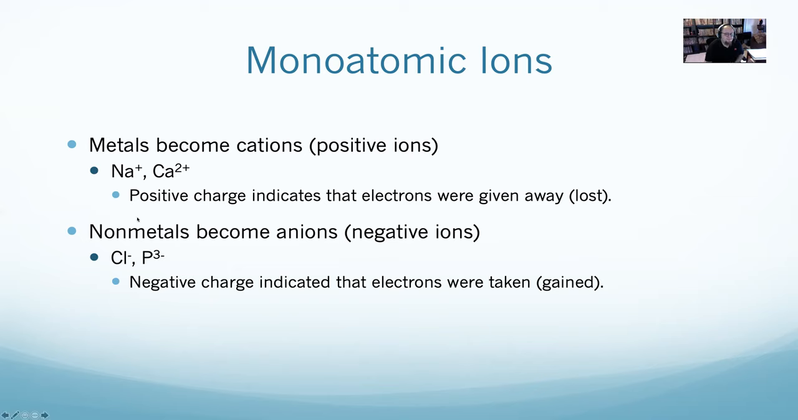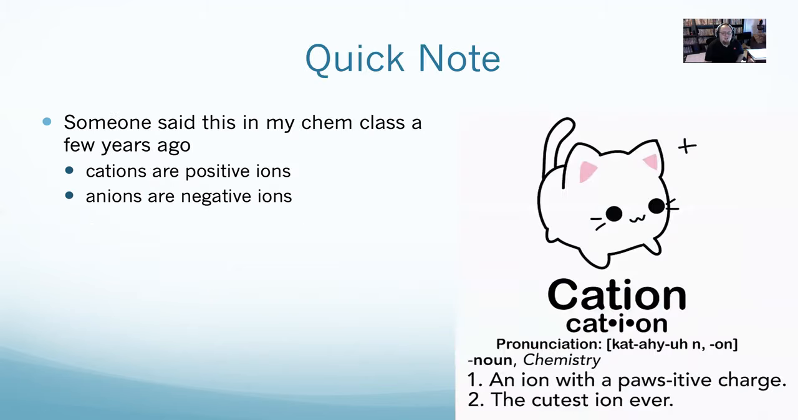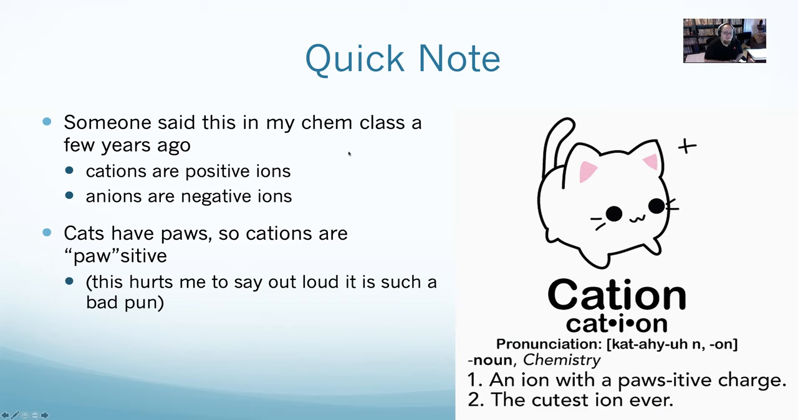Of note, you've got to remember cation is positive and anion is negative. A good number of years ago, I had a student who said this out loud in class when I taught chemistry, and I hate it because it's such a bad pun, but it helps people remember it. It's actually how I remember it now. Cations are positive because cats have paws. If that helps you remember that cations are positive and anions are negative, feel free to use it. It's a painfully bad pun.